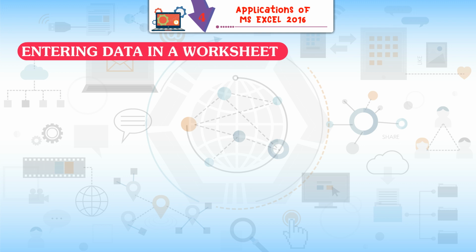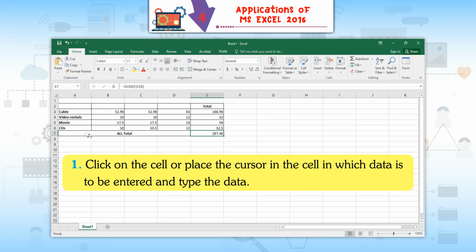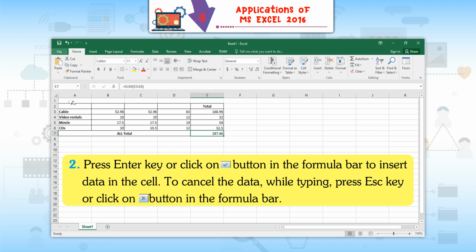Entering data in a worksheet. To enter data in a worksheet, the steps are: 1. Click on the cell or place the cursor in the cell in which data is to be entered and type the data. 2. Press Enter key or click on the Tick button in the formula bar to insert data in the cell. To cancel the data while typing, press Escape key or click on the Cross button in the formula bar.